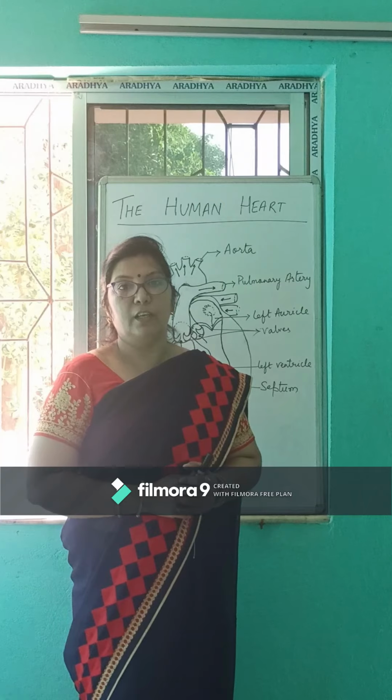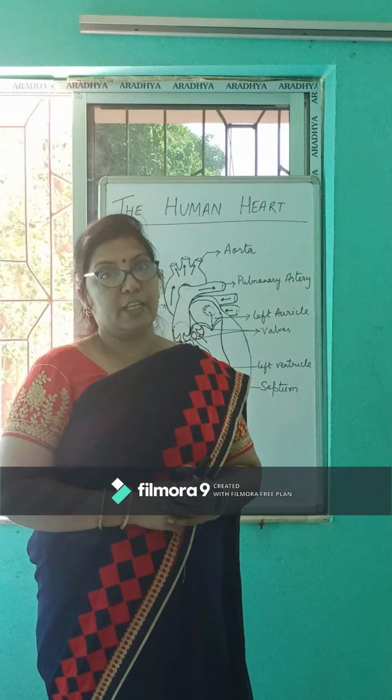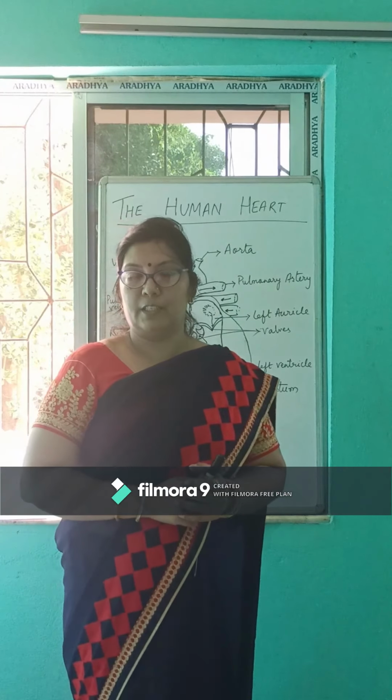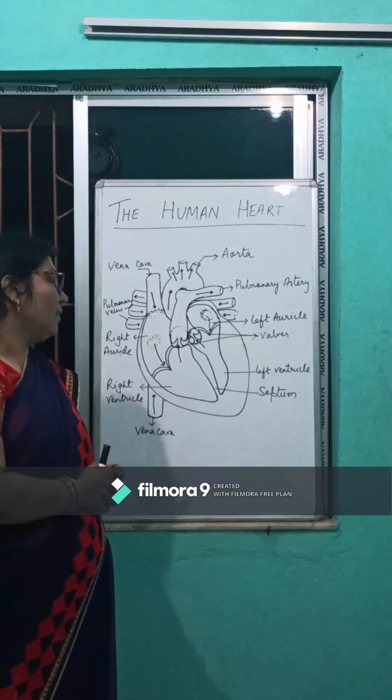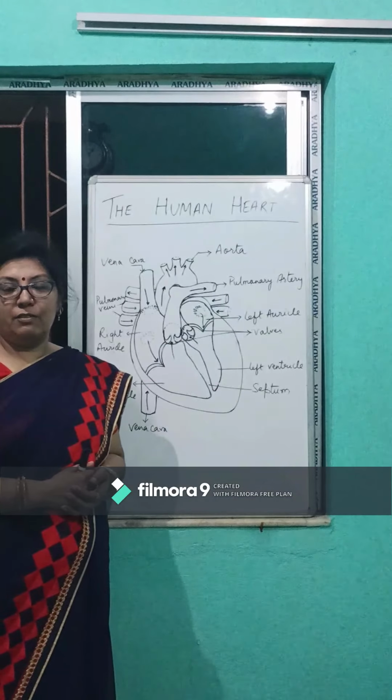And finally, the human heart. The heart has four chambers. It is the pumping organ of our body, with two auricles and two ventricles. With this, we end our topic.